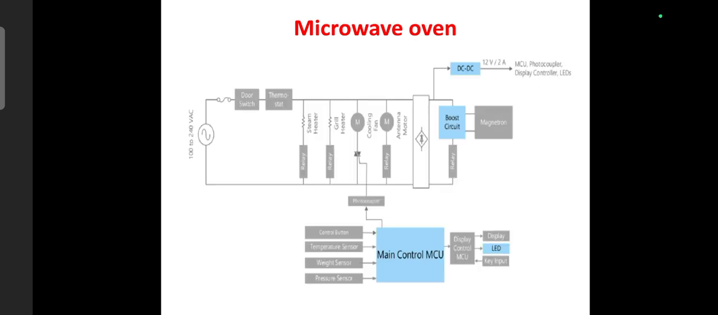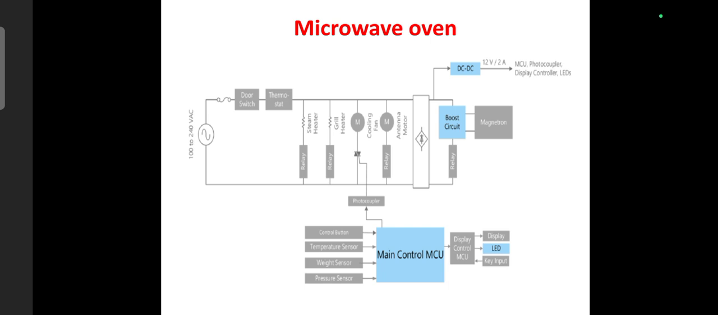This diagram illustrates the internal structure of a microwave oven. The major sections include the magnetron, high voltage power supply, waveguide, cooking cavity, cooling fan, and the electronic control unit. The magnetron is responsible for generating microwave energy. The waveguide directs this energy into the cooking chamber where it is absorbed by the food.